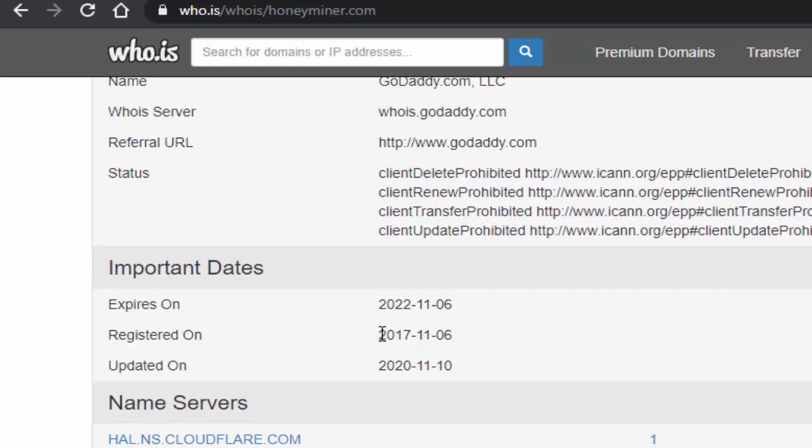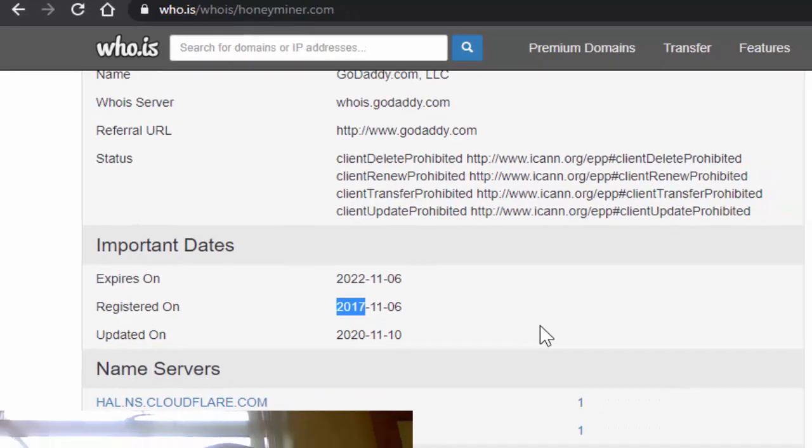Registered in 2017, and they were updated last year, and they've actually had their domain for a couple of years. So they have been around for a while, so that is a plus. If they weren't mining Bitcoin, then they would obviously have gone a long time ago. So they obviously are producing Bitcoin for people, and obviously seem to be fairly legit.